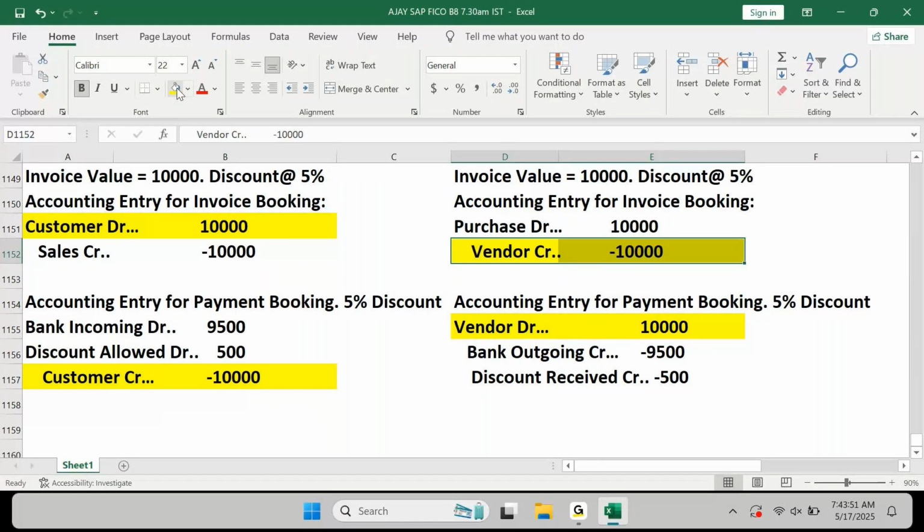Yes, sir. When you are paying, discount is an income to you. When you are receiving the payment, discount is an expense to you.